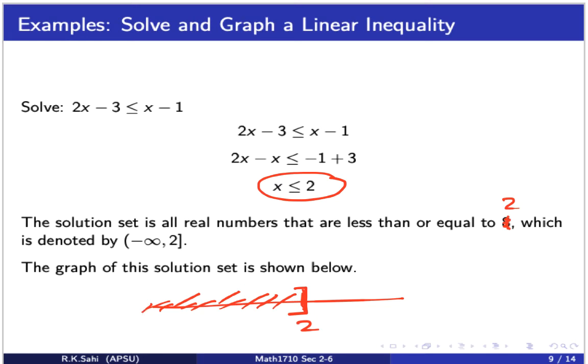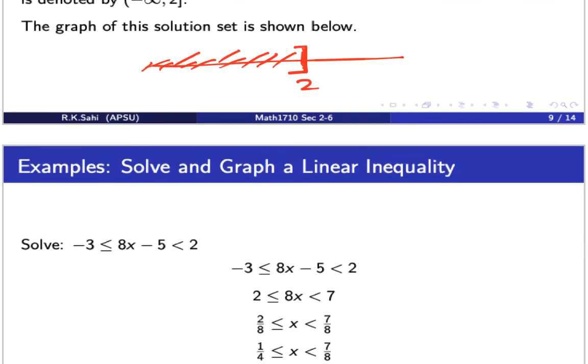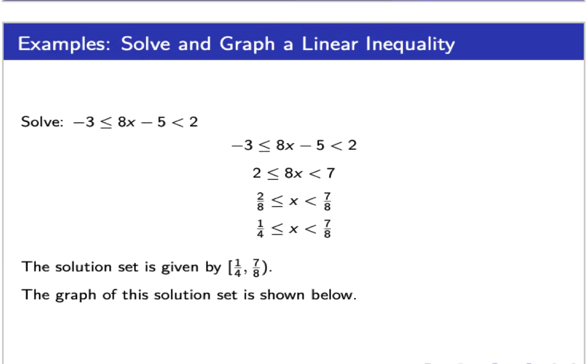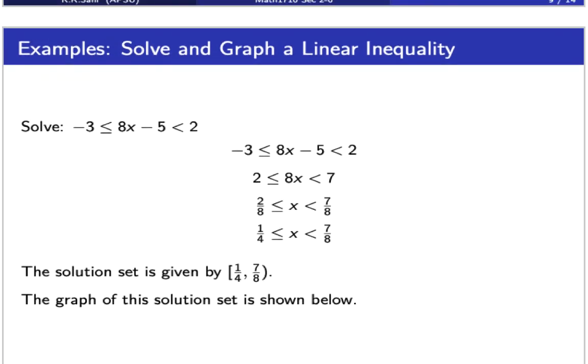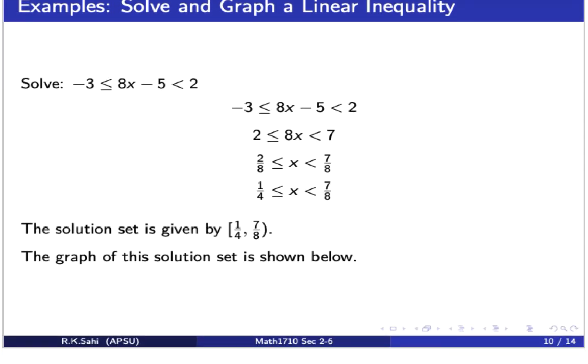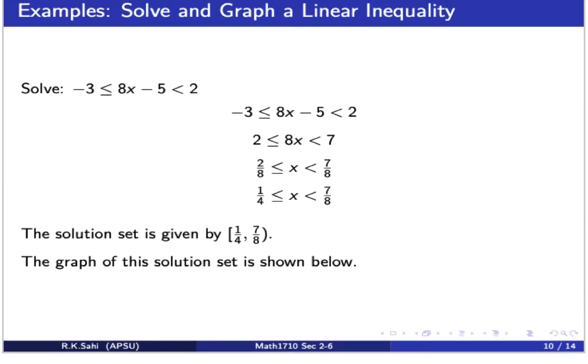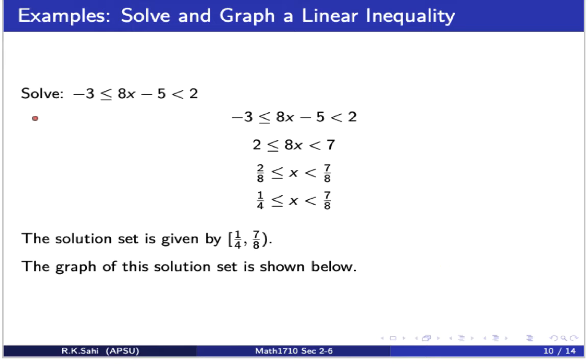Okay, now let's go ahead and do a problem where our example is having an x in the middle. Also, we are having a combination of a less than or equal to and a strictly less than symbol. So here we have negative 3 less than or equal to 8x minus 5 strictly less than 2. Remember, we want to find x, that means x should be on its own.